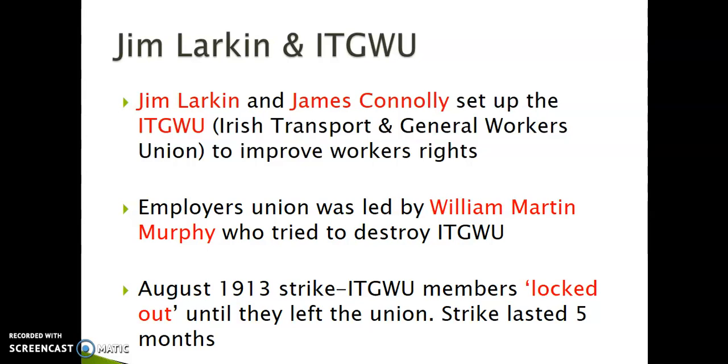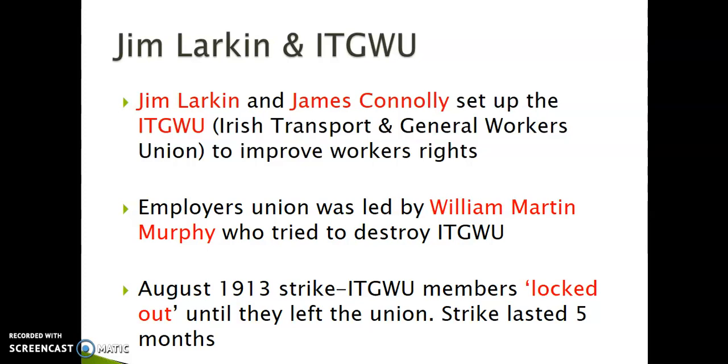James Connolly was in charge of the Belfast branch of the union. Now, the success of the union worried the employers in Dublin. The employers were led by William Martin Murphy, and they decided to try and destroy the ITGWU by telling their workers that they had to leave their union or lose their jobs.